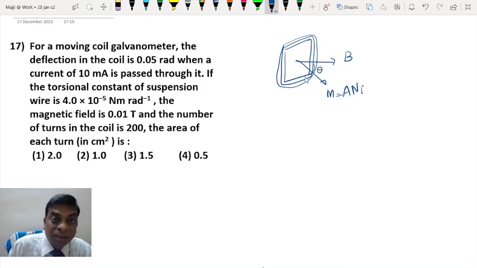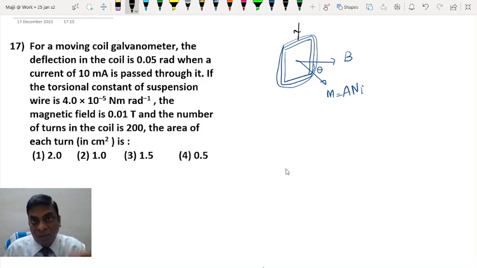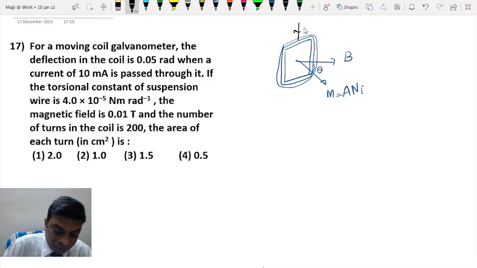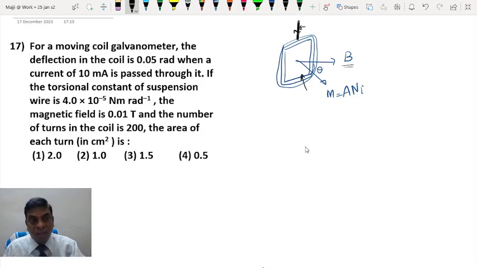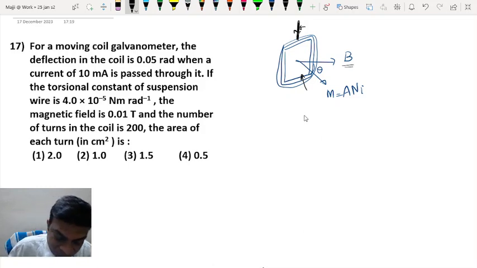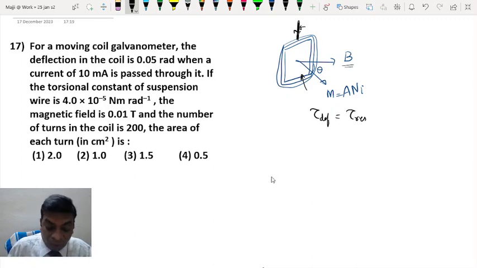So immediately it starts experiencing a torque, thereby twisting the suspension wire, the wire through which the coil has been suspended. Because of the twist, there will be a restoring torque within the suspension wire. When the restoring torque within the suspension wire becomes equal and opposite to the deflecting torque due to the magnetic field, the coil stays at rest. Deflecting torque should be equal to the restoring torque when the coil comes to equilibrium.